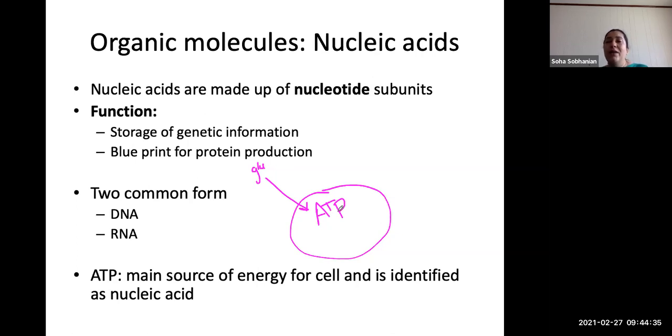So when I ask you guys, what is the main source of energy for your cell or for your body? The answer is glucose, okay? But how does the cell use that glucose? It actually converts it to ATP for all of its chemical reactions. And if I ask you what ATP is categorized as, the answer would be nucleic acid. It's not carbs, it's not a protein, and it's not a lipid. So the only option you have is nucleic acid.